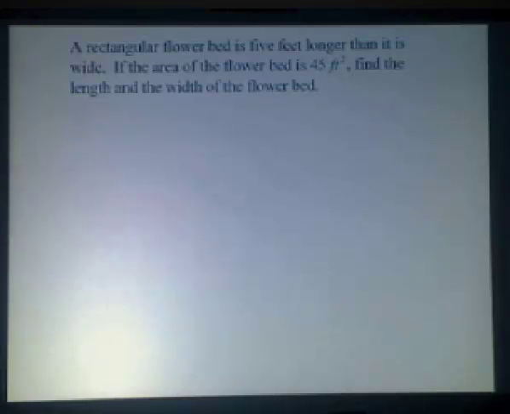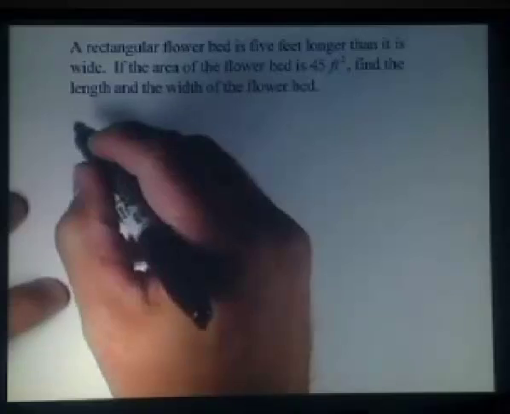Let's consider the following word problem. A rectangular flower bed is 5 feet longer than it is wide. If the area of the flower bed is 45 square feet, find the length and the width of the flower bed. All right, so let's just draw a quick picture of our flower bed.